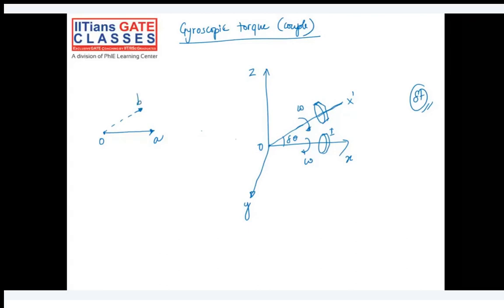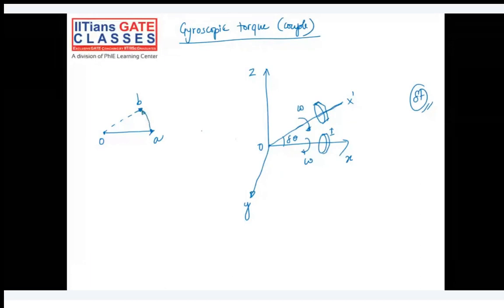The length itself is the same, omega. We are not changing the omega. OA represents the angular velocity of the vector when the axis is OX. OB represents the axis changed to OX dash. Then AB represents the change in angular velocity. A to B is where we are changing.